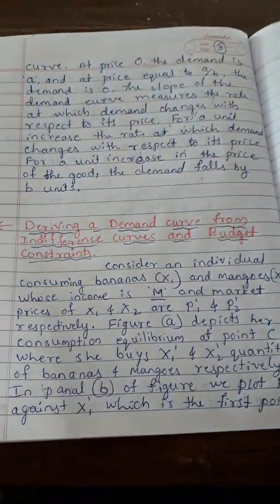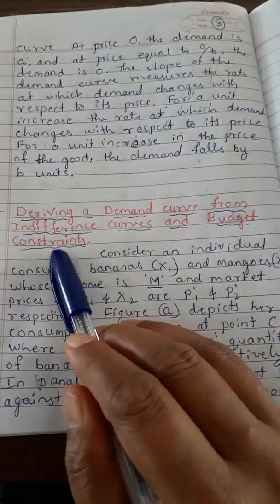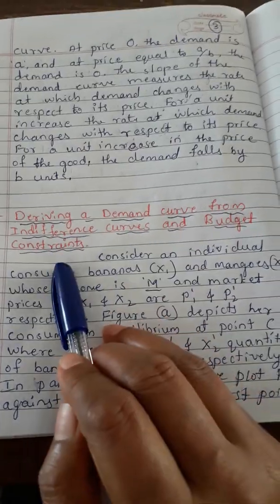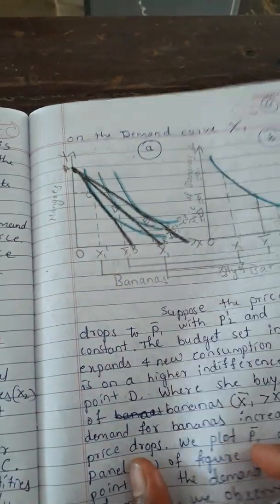This is called deriving the demand curve from the indifference curve and budget lines. We can use these A panel and B panel.